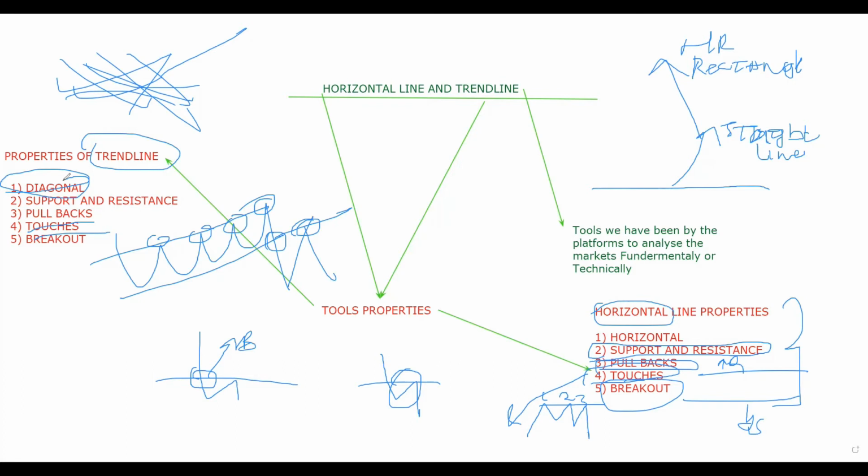Listen, rule number one, never buy systems. Rule number two, understand these two things. Trading doesn't need you to have a lot of things. Understand how to use a trend line and a horizontal line.